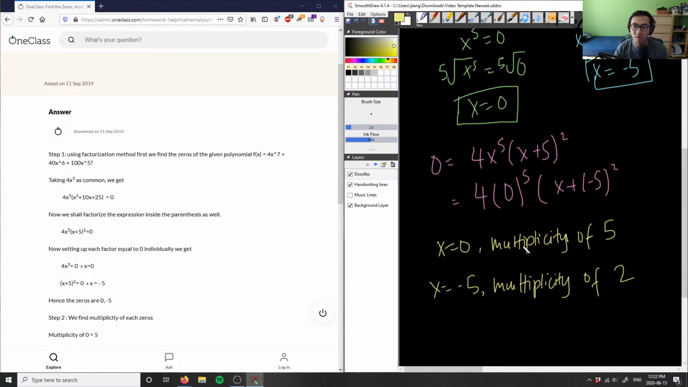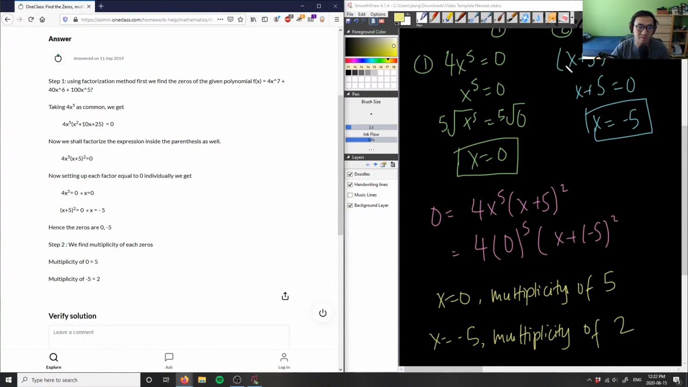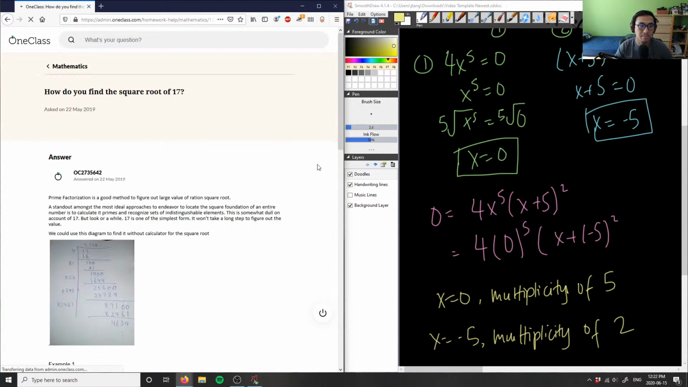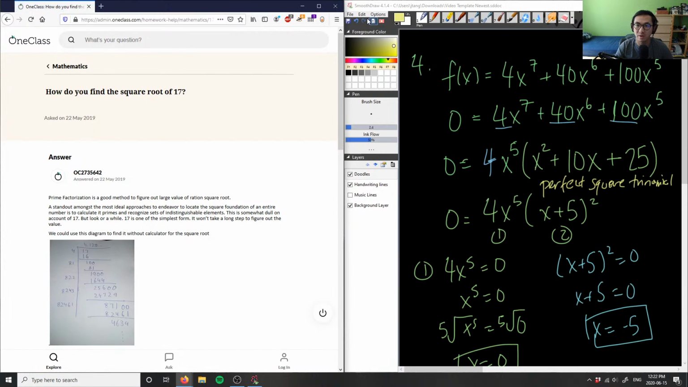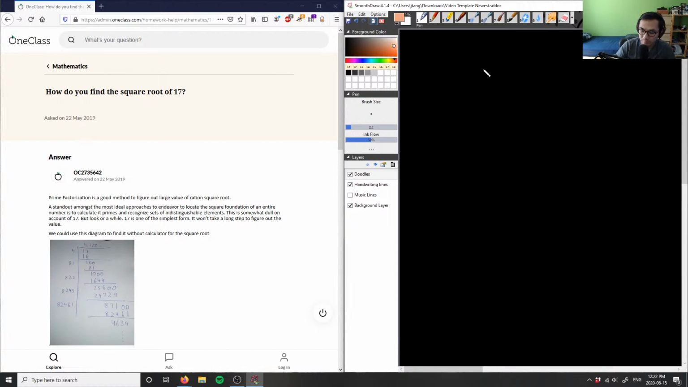So in this case, these are our answers, right? The zeros are 0 and negative 5, as we solved here. The multiplicity of 0 is 5, which is good, and the multiplicity of negative 5 is 2, as determined by the degree of those polynomials. So this solution here is correct. All right, that was number 4. Let's look at number 5.